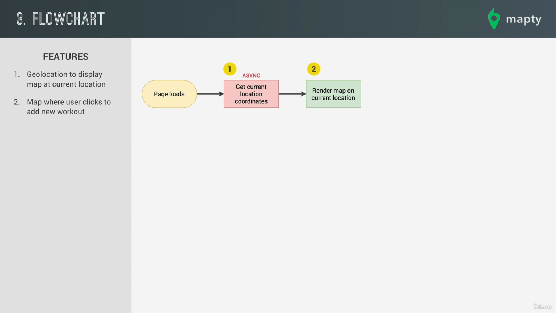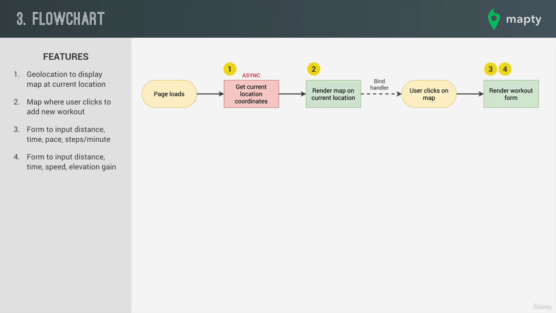So when the page does load, we want to start by getting the user's location coordinates using the geolocation API. Just like we decided on in the last slide, right? Then after that data arrives, we want to render the map centered on the current location of the user. Then we also already saw in the last slide that we need a form to input the data for cycling and for running. So we're going to need to display a form, and we will render that form whenever the user clicks on a certain position on the map.